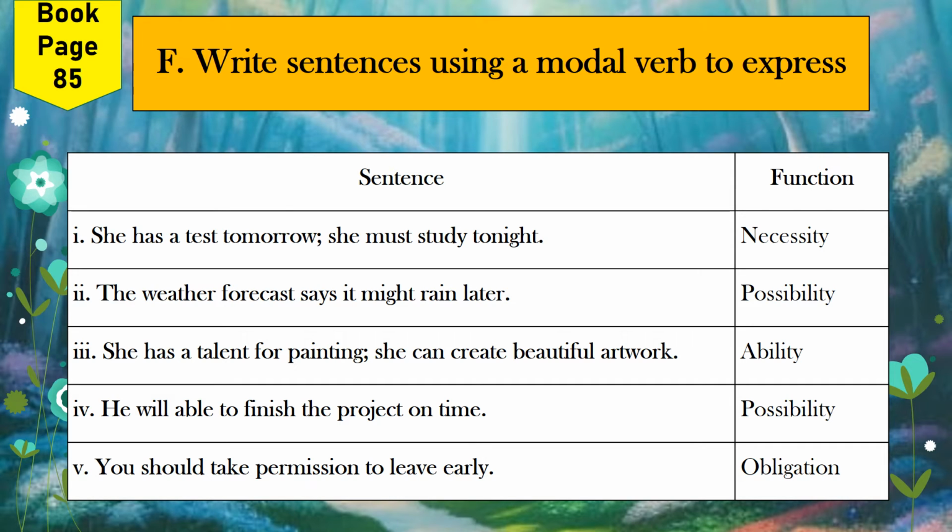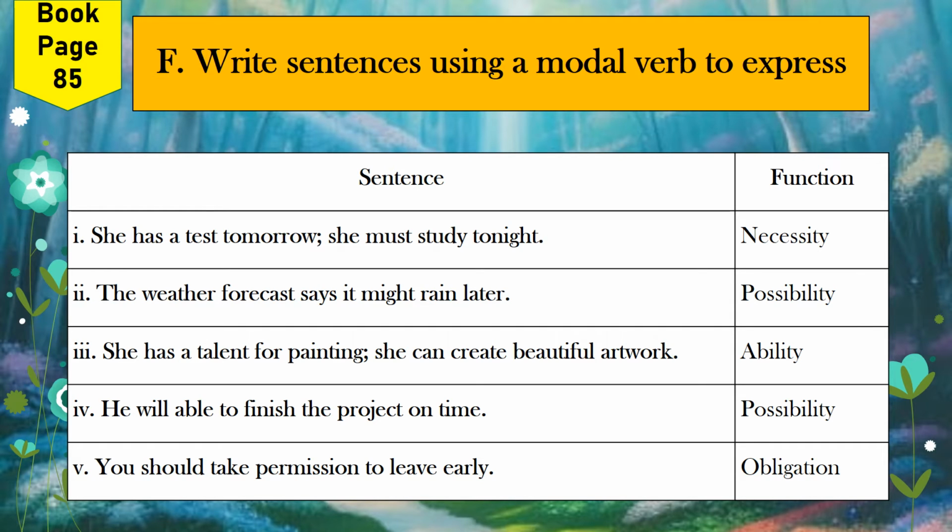1. She has a test tomorrow. She must study tonight. The modal verb must shows necessity. She has to study. 2. The weather forecast says it might rain later. The modal verb might shows possibility. It could rain. 3. She has a talent for painting. She can create beautiful artwork. The modal verb can expresses ability, something she is able to do.